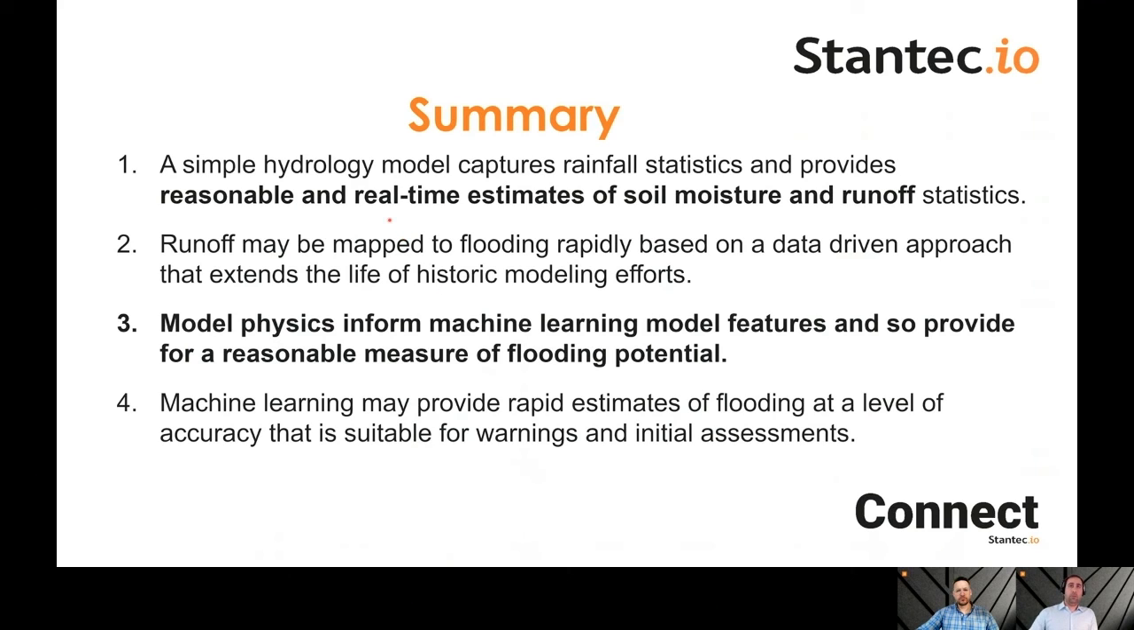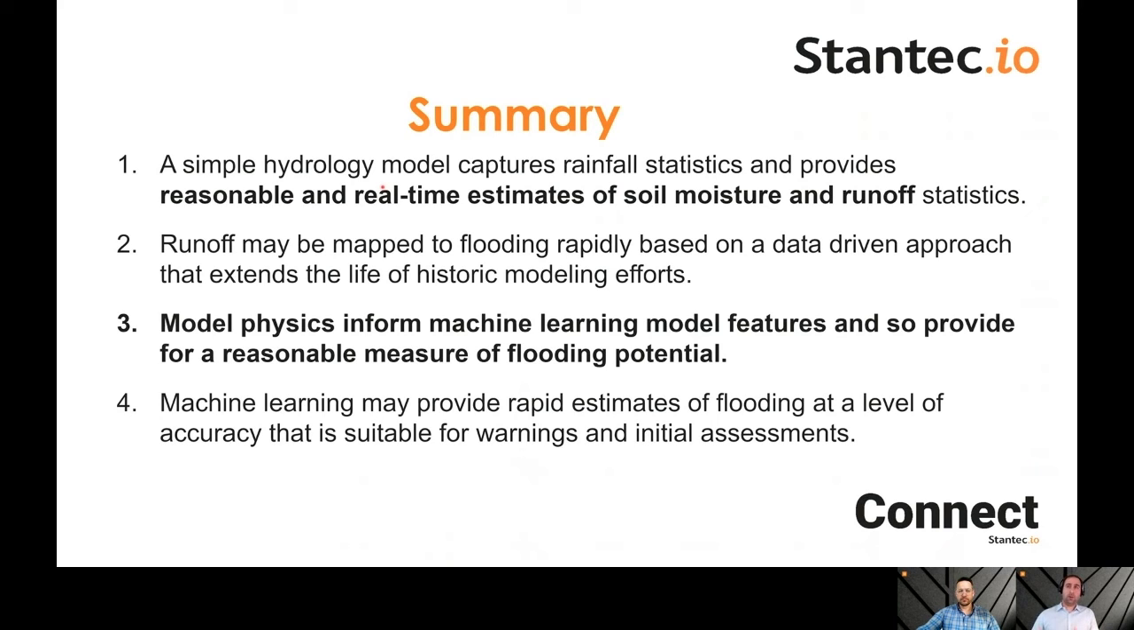So in summary, we can use the simple hydrology model to capture rainfall statistics, so the frequency of rainfall and the average amount per storm event. And we can use this to provide reasonable and real-time estimates of soil moisture and runoff statistics. We can in turn use the runoff values and map them rapidly based on a data-driven approach, machine learning in this case, that extends the life of historic modeling efforts. So your modeling efforts are living in a sense. They help you make decisions moving forward in time.